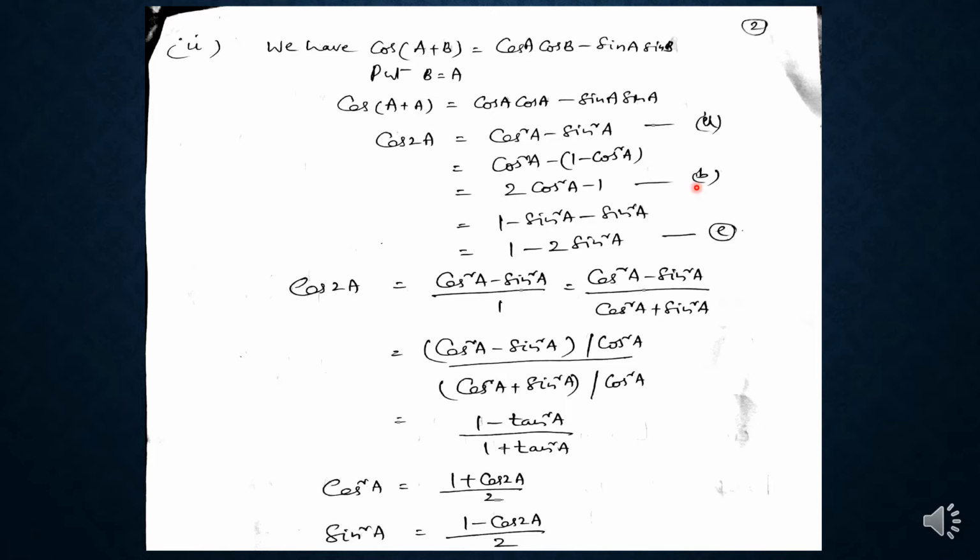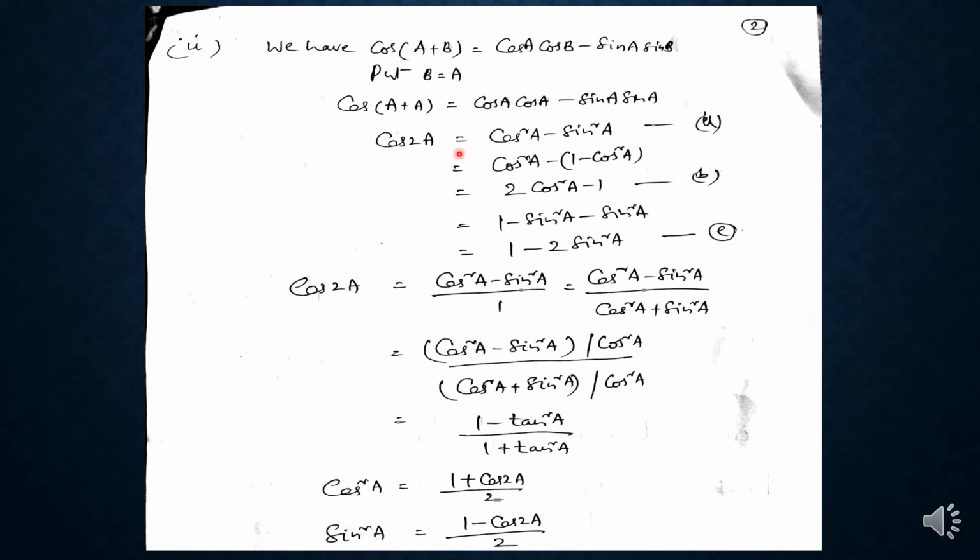And to write in terms of only sin, here cos square a can be written as 1 minus sin square a, because sin square a plus cos square a is equal to 1. Then cos square a can be written as 1 minus sin square a, and then minus sin square a. So this is 1 minus sin square a minus sin square a, that becomes 1 minus 2 sin square a. So this is the formula for cos 2a in terms of sin a. So we got the third formula also.